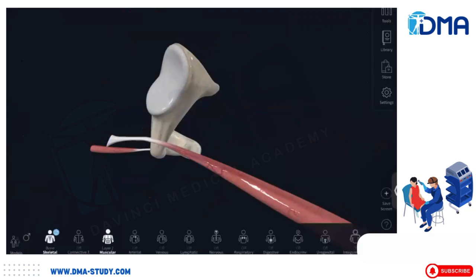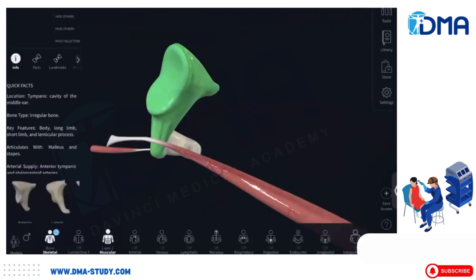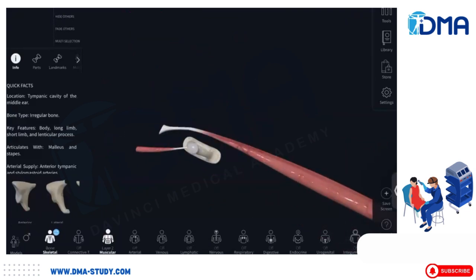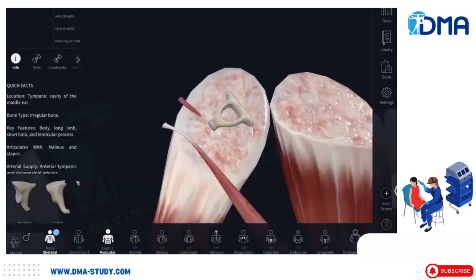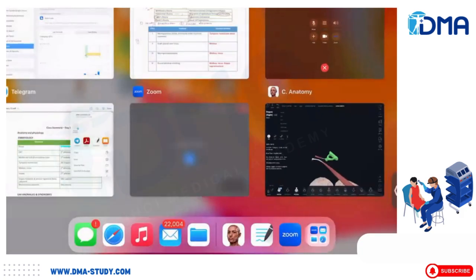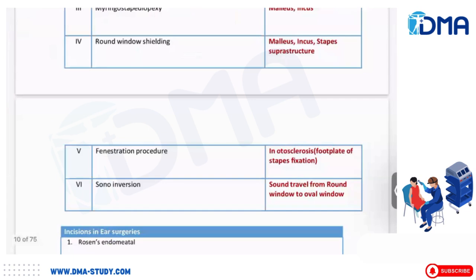Now, next one, incus also eroded. So if the patient is having only stapes footplate which is available, we are going to place the cartilage over the stapes suprastructure. So stapes has two parts, suprastructure and footplate. If the stapes suprastructure is still there, we are going to place the graft over it. This is tympanoplasty number 3. If footplate alone is intact and we place the cartilage over the footplate, it is called tympanoplasty type 4. Types 5 and 6, you don't have to know, it is very tough to understand. You just have to remember type 5 is fenestration procedure, type 6 is sono inversion.